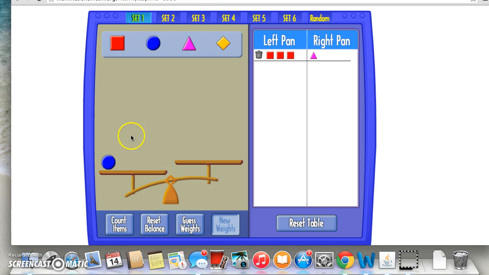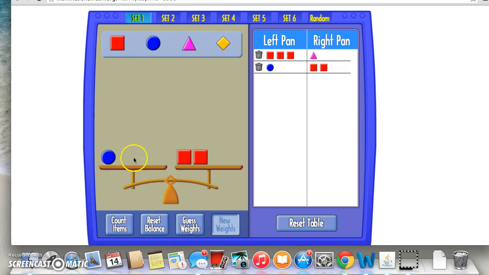So let's use a blue circle. Let's go back to, actually let's use a square. Okay, and we see that 1 blue circle equals 2 red squares. And the students can keep doing this until they think they have a good understanding of which shapes weigh more, or even the value of the shapes.